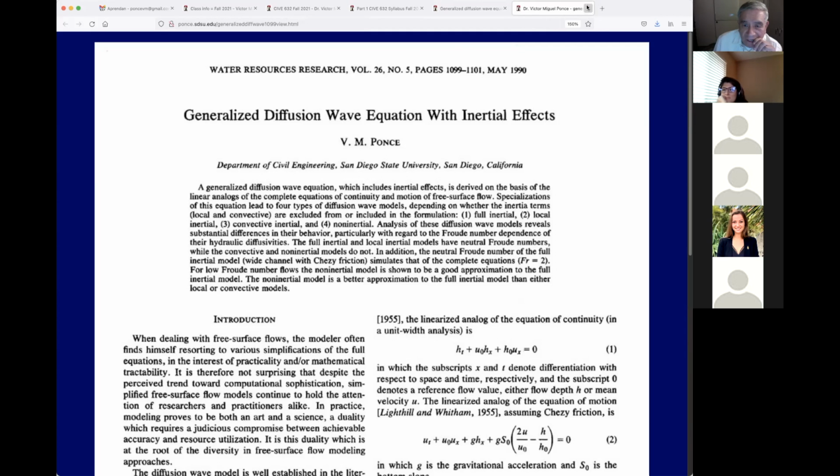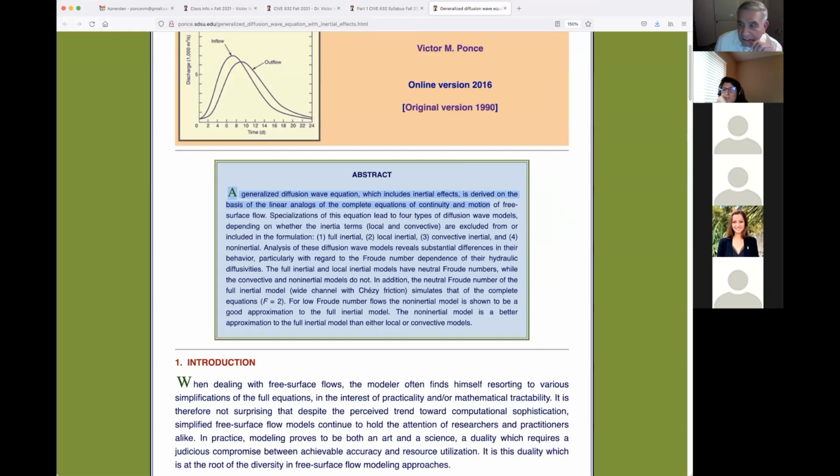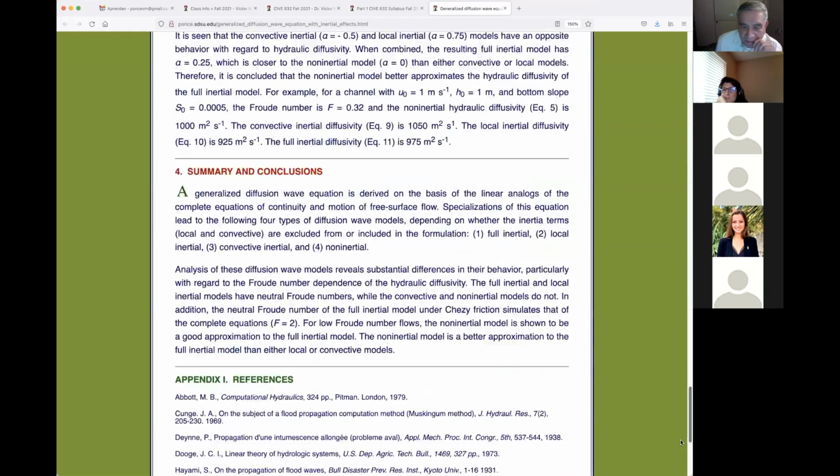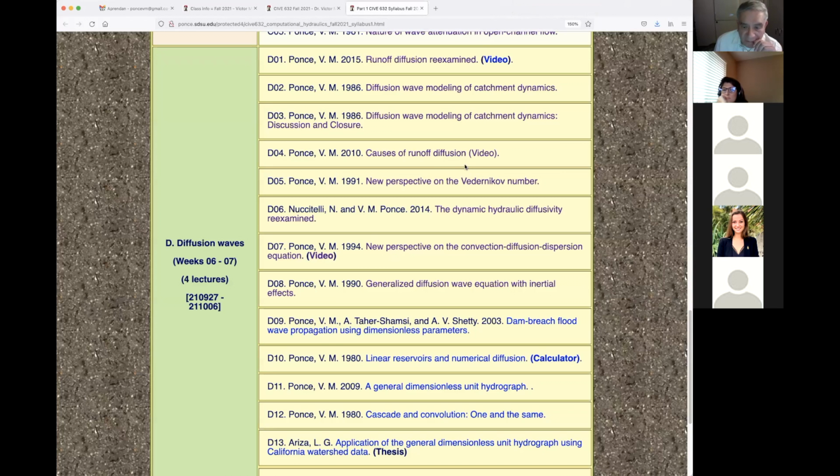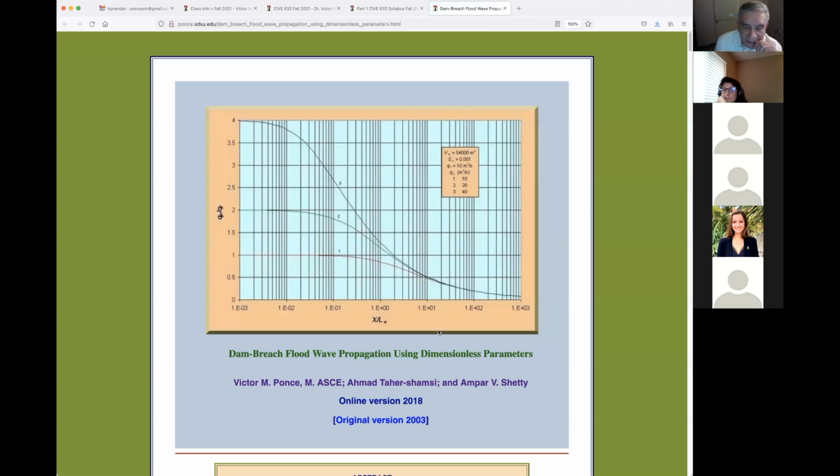So let me cut this over in here. So that's the end of this paper over here. So now I'm going to move on to the second paper, which is Dam breach flood wave propagation using dimensionless parameters. Can you see it? Yeah, we can see it. Okay, I'm just always checking, because I don't want to be talking without you seeing what I'm talking about. And sometimes things do not work perfectly.